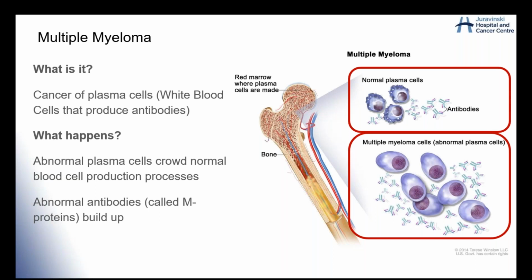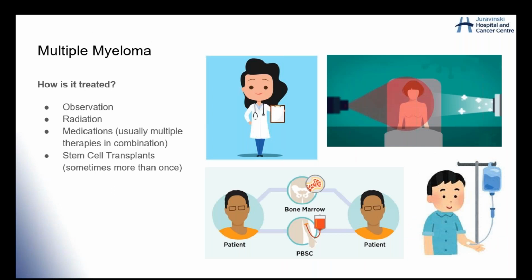The normal blood cell production processes that happen in the marrow, the production of red blood cells and other white blood cells and platelets, get crowded because of the multiple myeloma, and that's how we see the effects of multiple myeloma: the anemia and the fatigue and the increased risk of bleeding and the risk of infections. Another result is the increased production of these abnormal antibodies, the M protein, that start to build up and cause issues, mainly renal issues in the body.